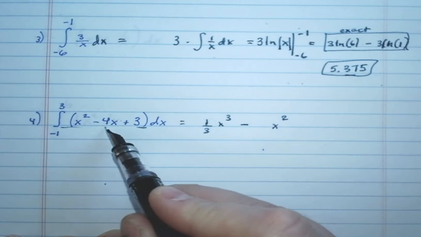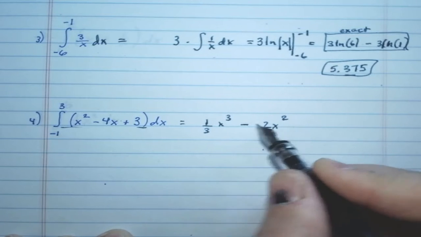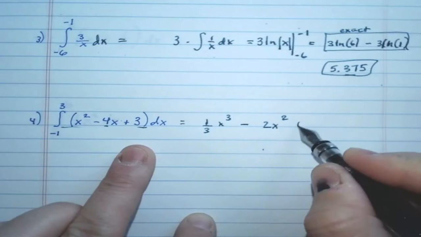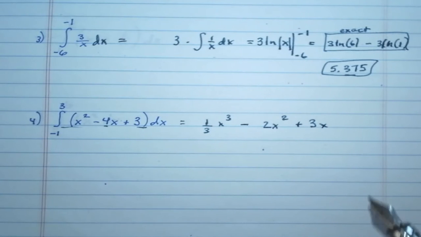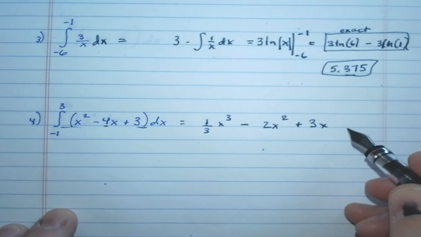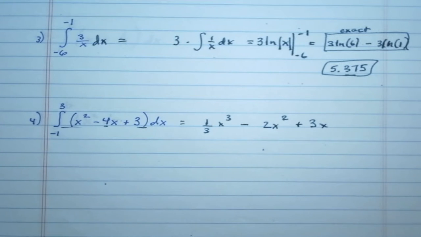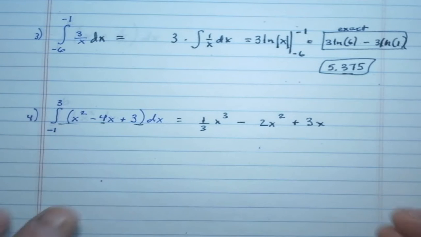Minus, now, x will be x squared. What do I have to do to get this 4? Well, 2 times 2 will give me 4, right? And then the 3 will just be 3x, and then 1 times 3 gives me 3, and I don't have to do anything with that. And I leave the plus c off because I have a definite integral. If those weren't there, I'd put plus c, and that'd be my answer, okay?